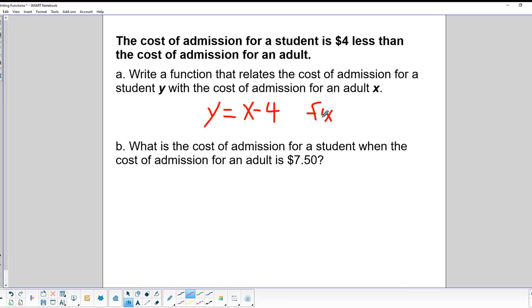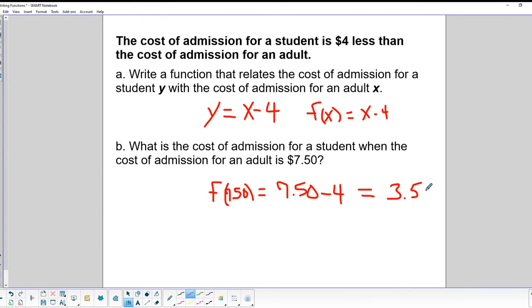F of x equals x minus 4. So what is the cost of admission for a student when the cost of admission for an adult is $7.50? So the cost for a student when the adult cost is $7.50 would just be $7.50 minus 4, which equals $3.50. So that would be our answer for that one.